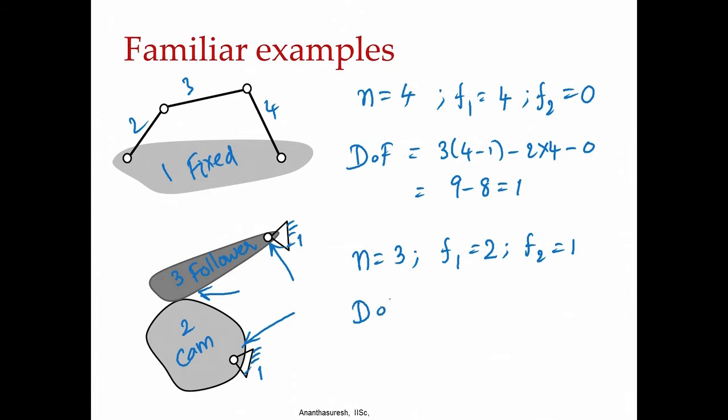Now, if we do degrees of freedom for this, 3 into 3 minus 1 minus 2 into 2 minus F2, that is 1. This will be 6 here, minus 4 minus 1, 1. In both cases we got 1 degree of freedom.